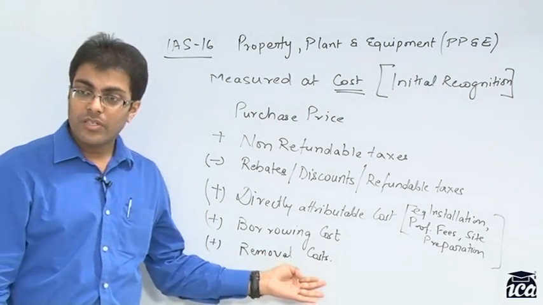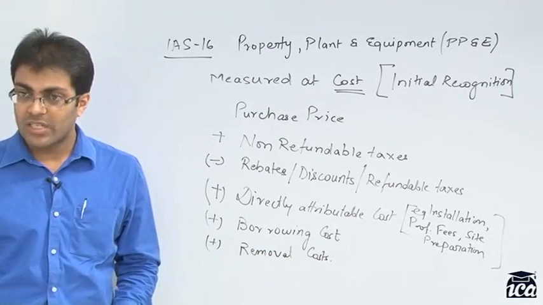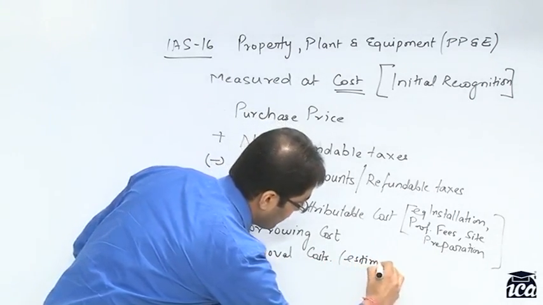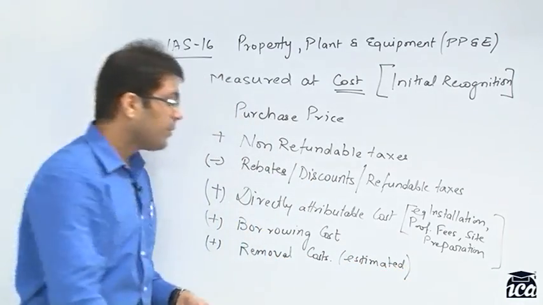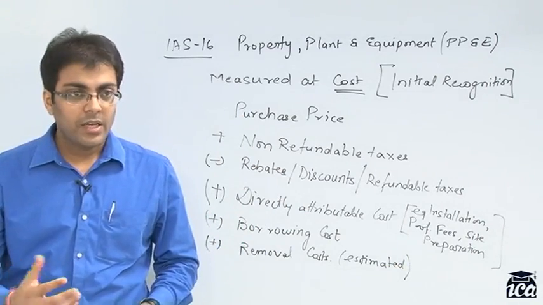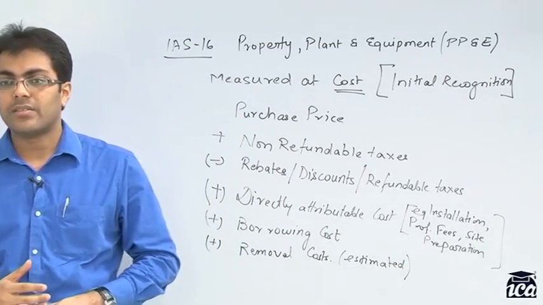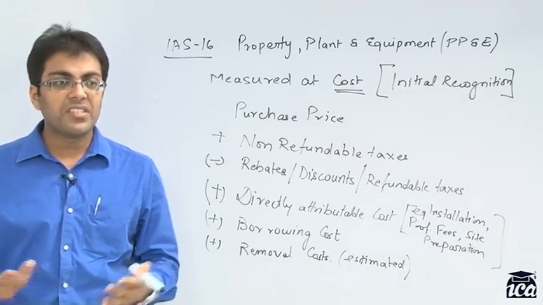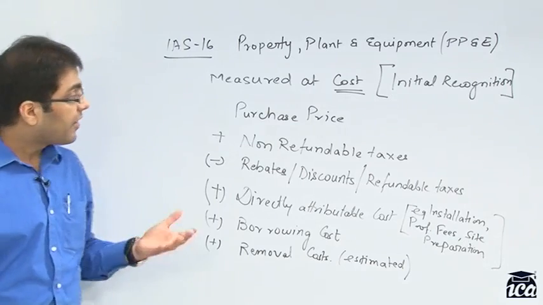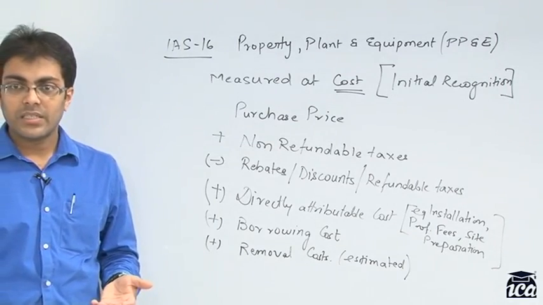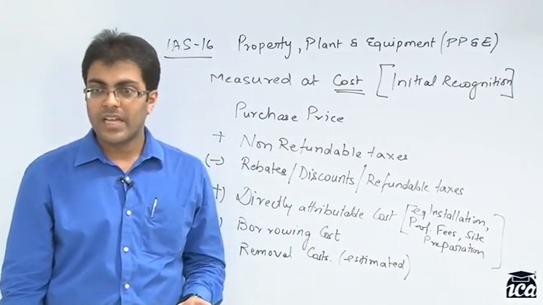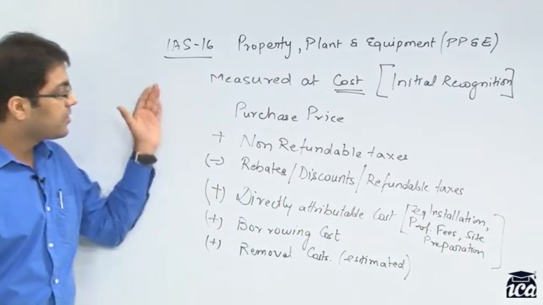So any removal cost. Now these costs will be estimated. I don't know the cost now, right? But then all these costs are estimated. Estimated removal costs are also added. What are not added? We will not add any administrative overheads. So your salary, that is a manager's salary, will not be added to the cost of the asset, right? Staff training cost will not be added to the cost of the asset. But professional fees, site preparation, etc. will be added to the cost of the asset. Okay? Any questions on this?